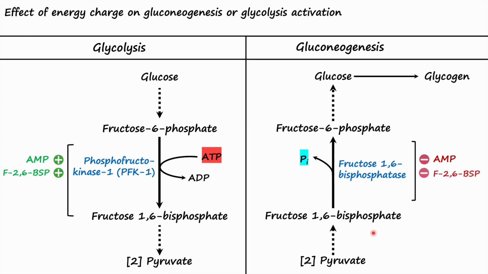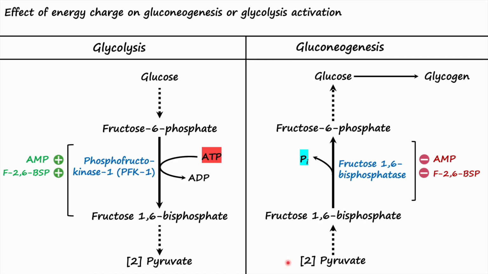And in addition, we just saw that fructose 2,6 bisphosphate can also inhibit gluconeogenesis by inhibiting the fructose 1,6 bisphosphatase enzyme. So here you can see that a high level of AMP and fructose 2,6 bisphosphate activate glycolysis on one hand, and on the other hand, they inhibit the pathway of gluconeogenesis.